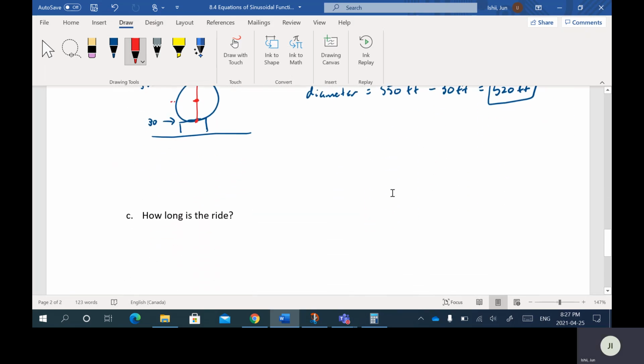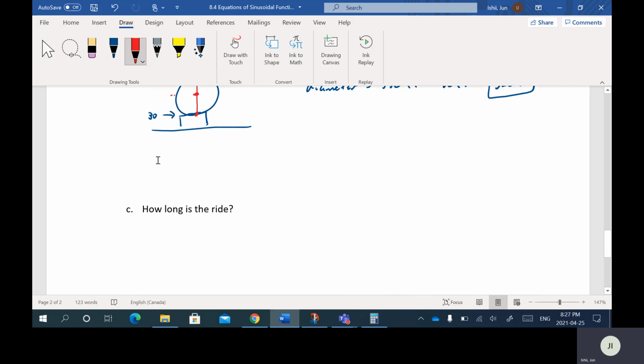Cool. And how long is the ride? All right. So when it's asking how long is the ride, basically how long does it take to get on board, go all the way around, and back off again? So how long in terms of time is the ride?